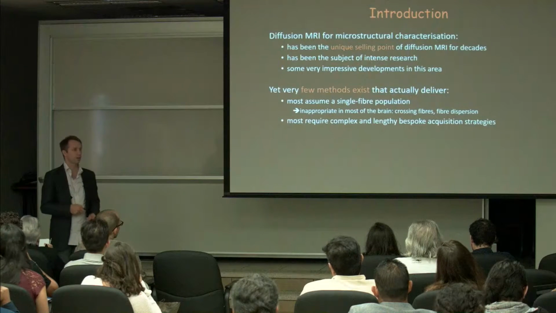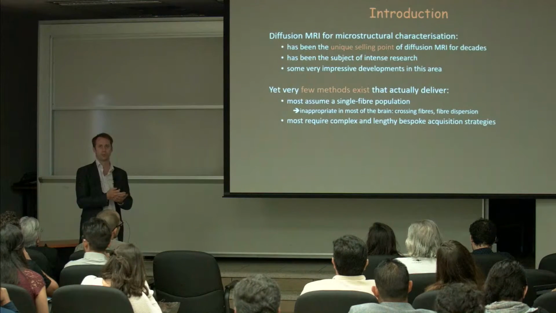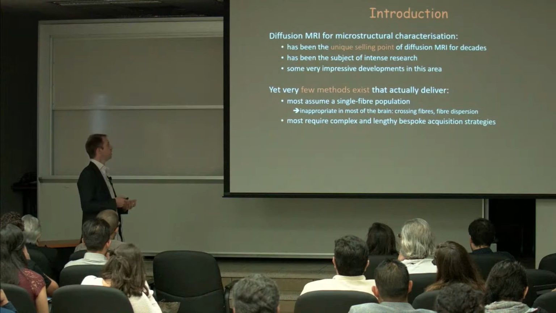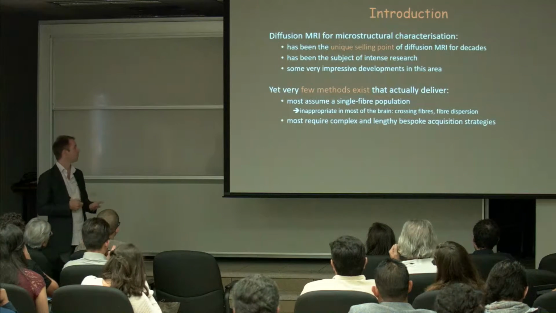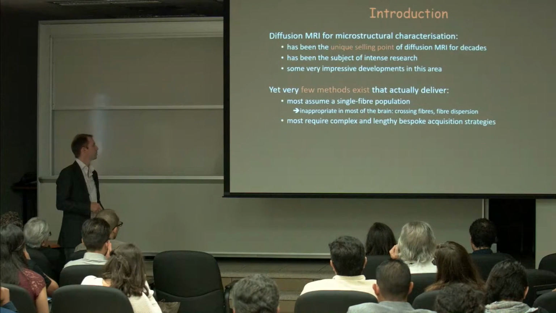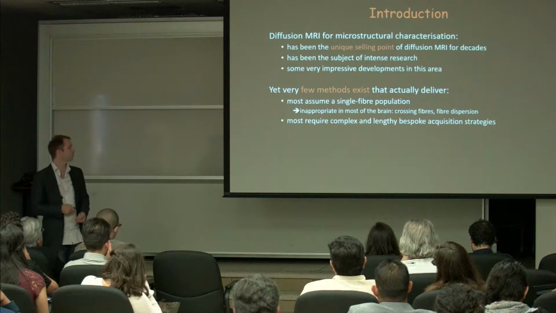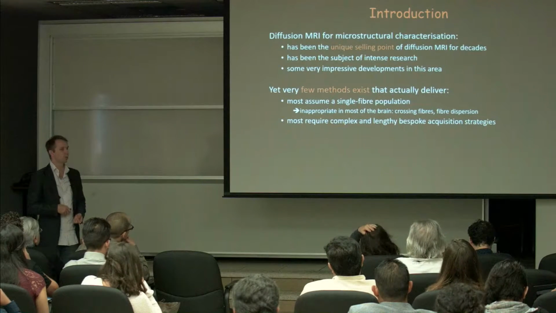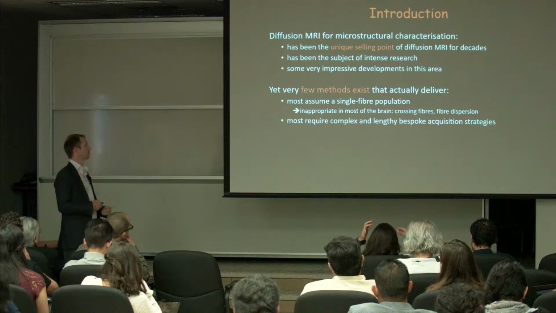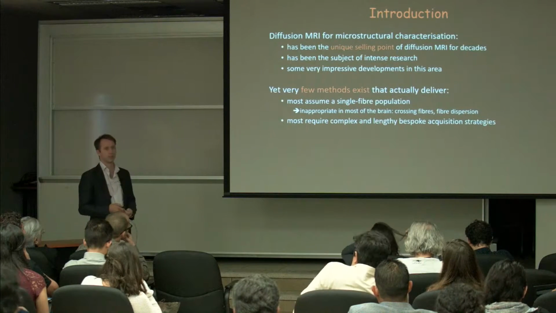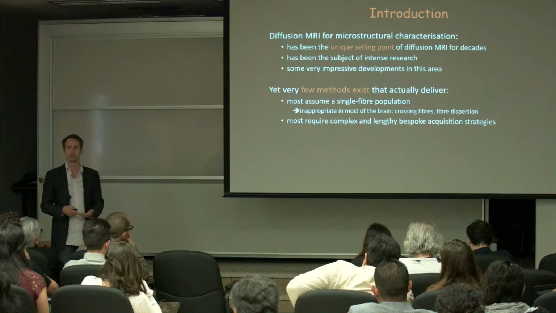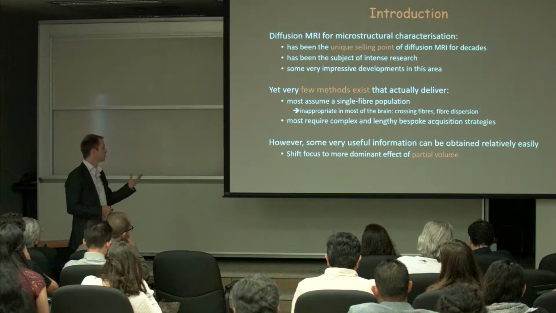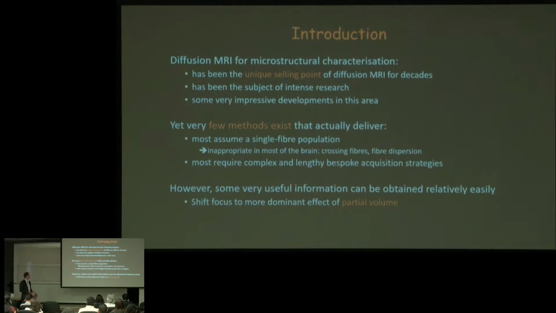One of the issues is that a lot of the models that are used assume a single fiber population, and that's the real problem because when we look in the brain, there's a lot more than one single population in any given voxel. We have crossing fibers and fiber dispersion, and all of this makes a big difference to the inferences that are made. And a lot of these models also require really complicated, complex, and custom acquisition strategies that are impractical for routine use. And I'm much more interested in routine use than these blue sky kind of things.